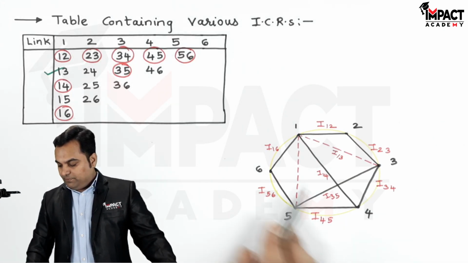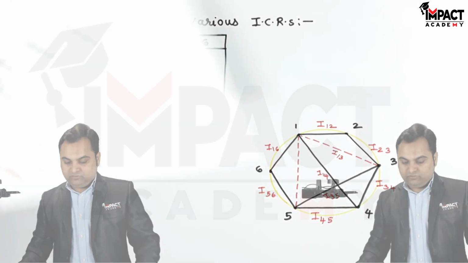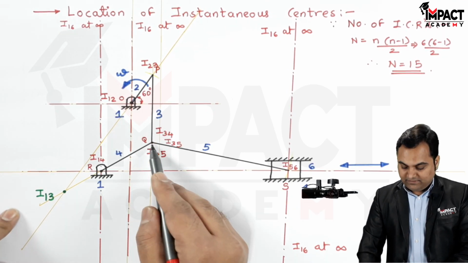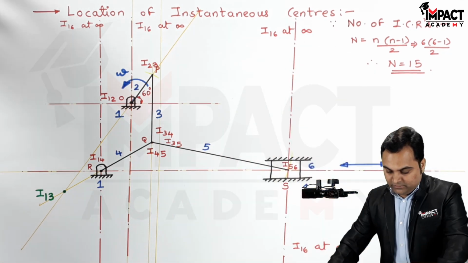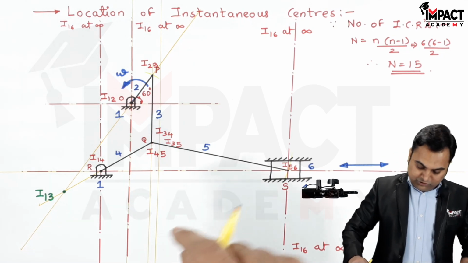The next line would be connecting I14 and I45. So here we have I14 and this is I45. Just extending it so that it intersects this vertical line. So projecting it light.